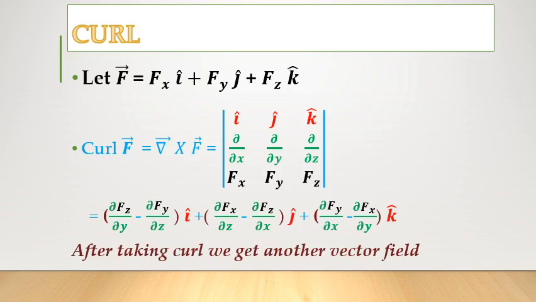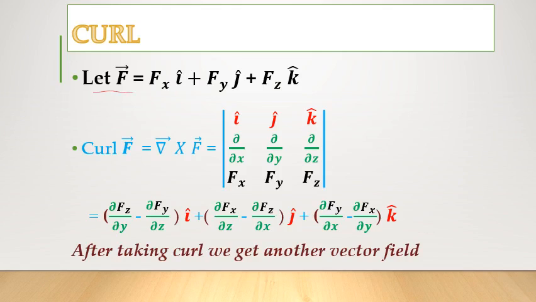Now we will learn another kind of differentiation defined for vector fields. Earlier we learned one kind of differentiation called divergence, which applies to vector fields. Another kind of differentiation can also be defined. Whenever I say differentiation, it measures some kind of change with respect to space: how much something changes if I move.